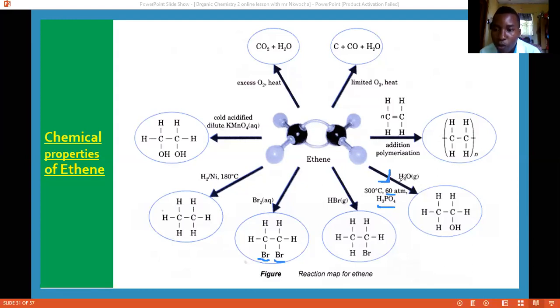This water must be in the form of steam. That is one of the methods of preparing alcohol in the lab: hydration of ethene. The conditions are 300 degrees Celsius heat, 60 atmospheres high pressure, high temperature, and the presence of a catalyst.